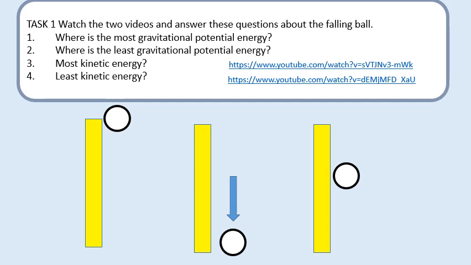First task, watch the 2 videos and look at the movement of the balls. Where do you think they have the most gravitational potential energy and the least? And where do they have the most kinetic energy and the least? Remember, the kinetic energy will be when they are moving fastest. Pause the video and the PowerPoint, have a look at those 2 and then come back to it.